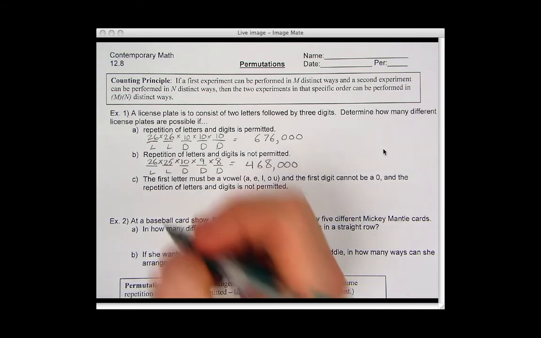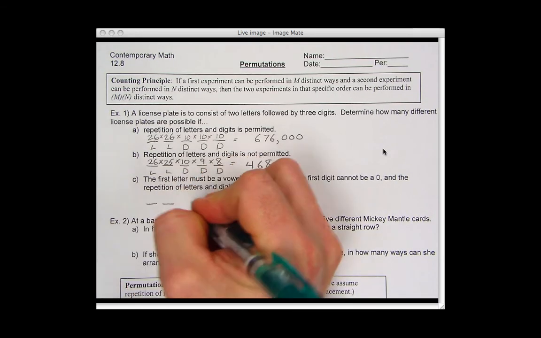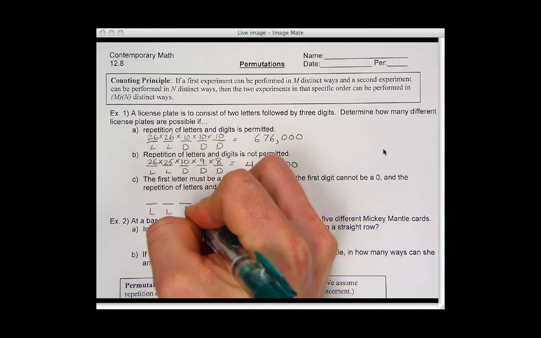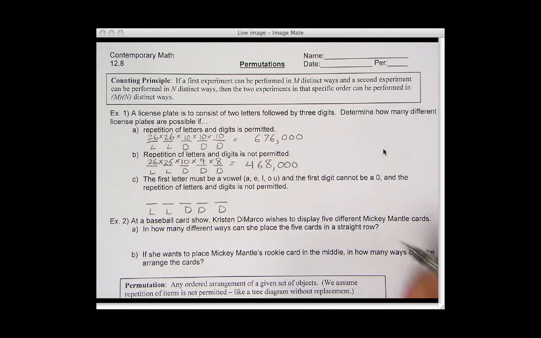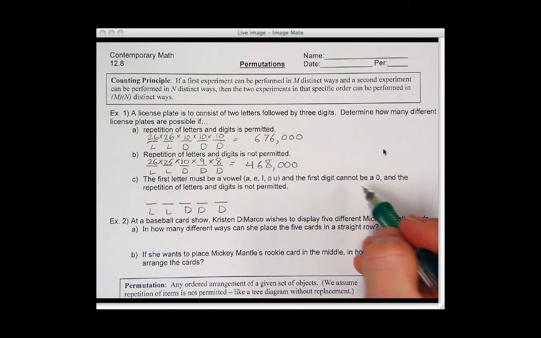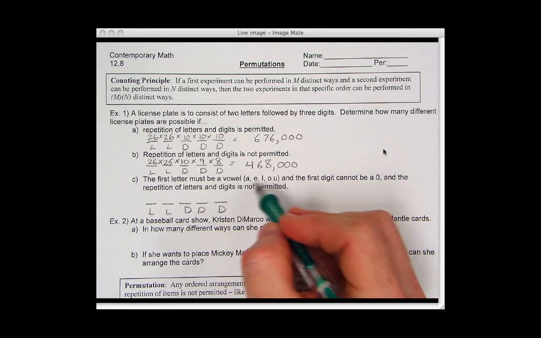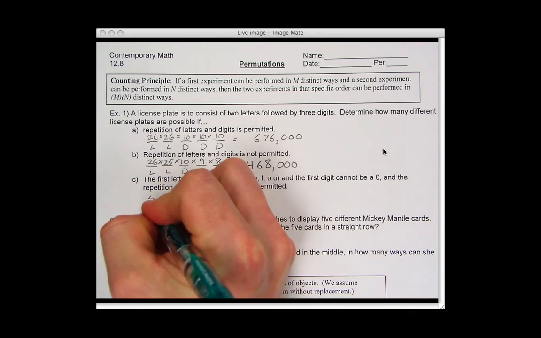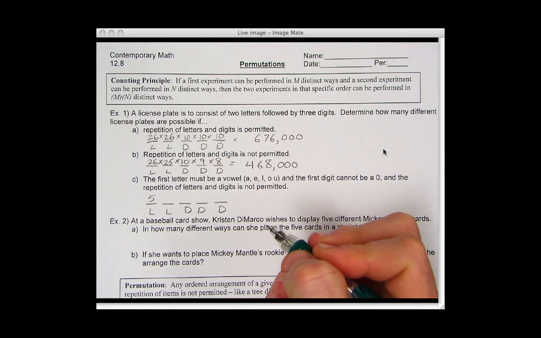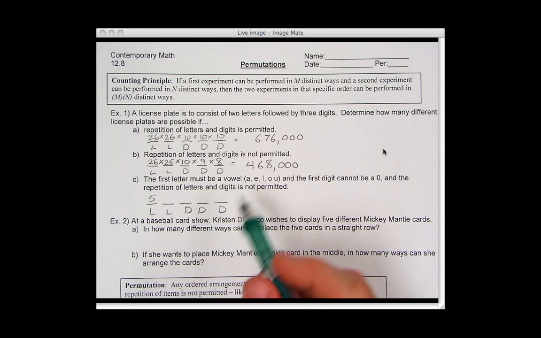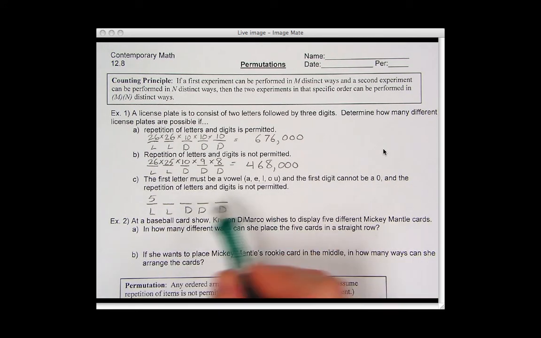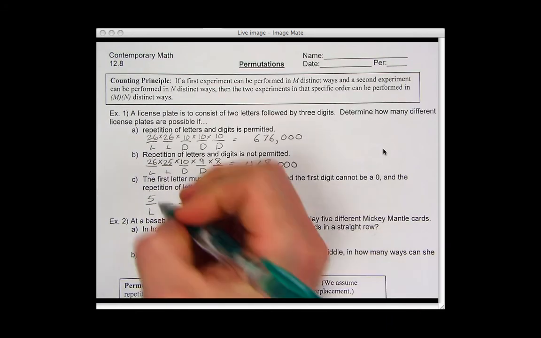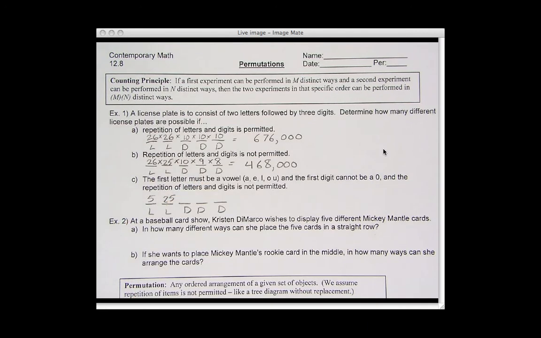In our next example, we have even more stipulations. So we have 2 letters followed by 3 digits. And it says the first letter must be a vowel, A, E, I, O, or U. So that means there's only 5 possibilities for our first letter. Now for the second letter, repetition is not permitted. So whichever vowel we used here can't be used in our second letter. And so now there's only 25 letters remaining in the alphabet.